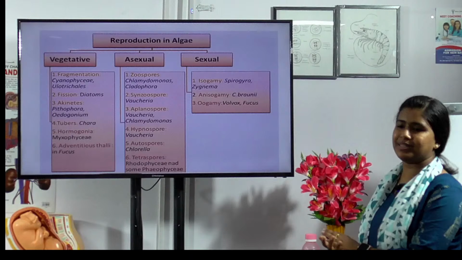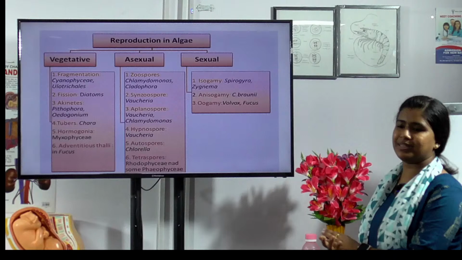Okay, now let us see about classification. Based on the color present in the algae, they are divided into 3: red, brown and green. Do you know the name for red algae? Red, green, brown. Okay, now let us see.